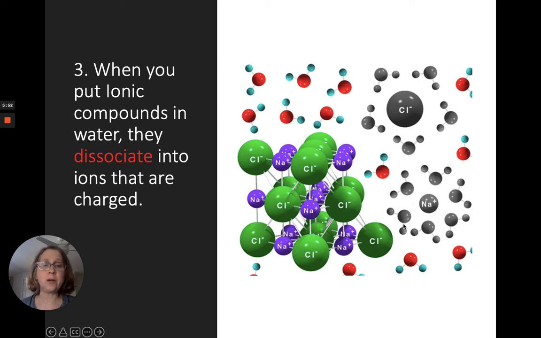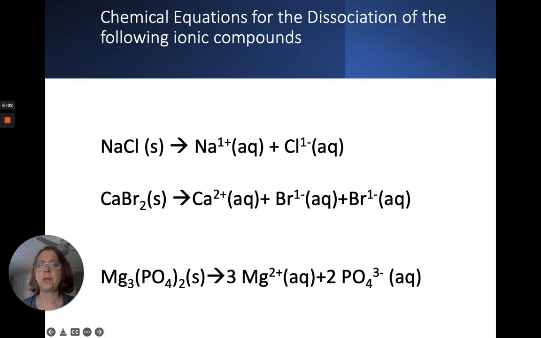So within the water, there are these charged particles, these positive sodiums and these negative chlorines, and that's called dissociation. And that's what happens when you put ionic compounds in water. So this is another way of representing that. You start with your sodium chloride solid, and that's what the S stands for. AQ means dissolved in water.